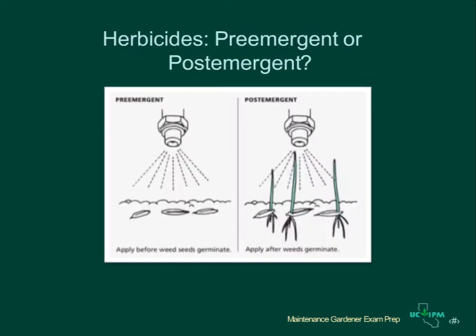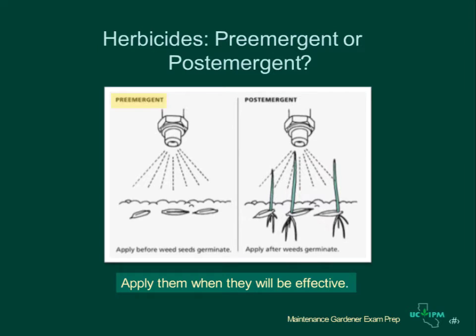When choosing herbicides, it is important to know whether they act as preemergent or postemergent herbicides. Apply herbicides when they will be effective. Preemergent herbicides kill weeds only before they sprout from seeds. Apply them before weed seeds germinate. If you apply them to weeds that have already emerged from the soil, they will not be effective.